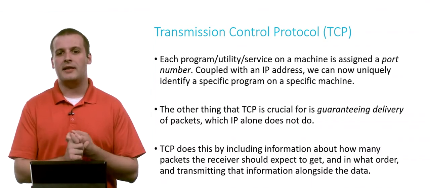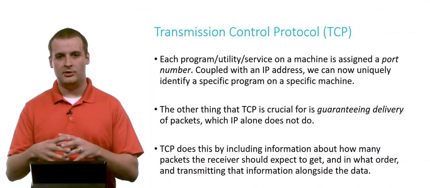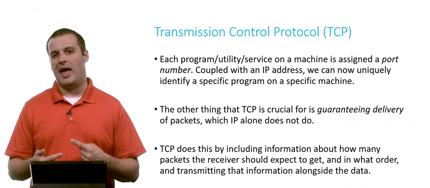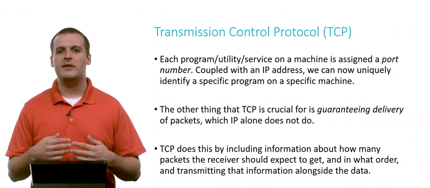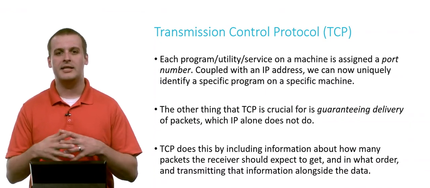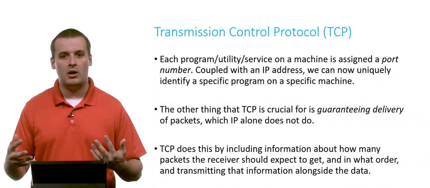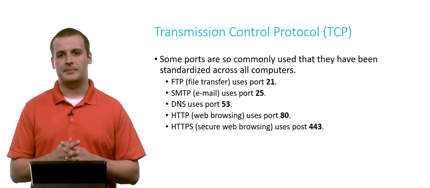So in addition to specifying the port number, it also indicates how many packets the Internet Protocol, IP, has split the data into, and it orders those packets so that they can be reconstructed on the receiving machine, even if they are received in a different order than they were sent, which can happen because IP is a connectionless protocol, and so different packets can take different paths through the system.